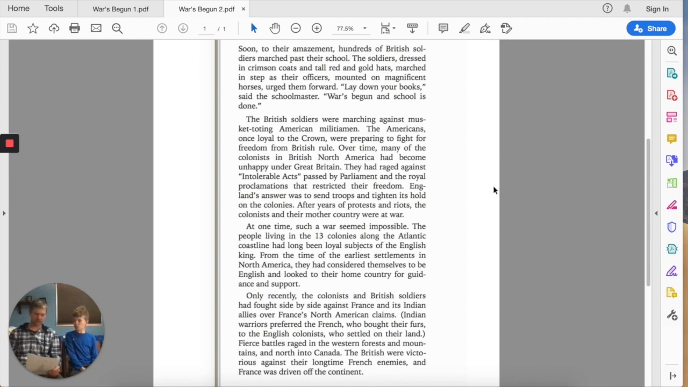All right, good question. The Americans, once loyal to the crown, were preparing to fight for freedom from British rule. Over time, many of the colonists in British North America had become unhappy under Great Britain. They had raged against intolerable acts passed by Parliament and the royal proclamations that restricted their freedom. England's answer was to send troops and tighten its hold on the colonies. After years of protests and riots, the colonists and their mother country were at war.